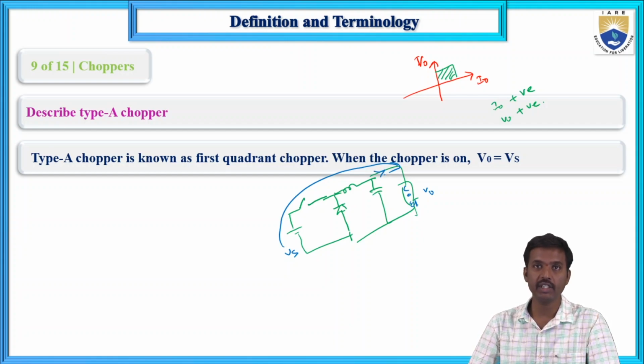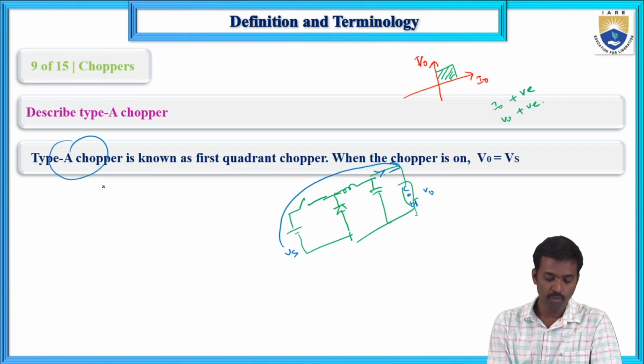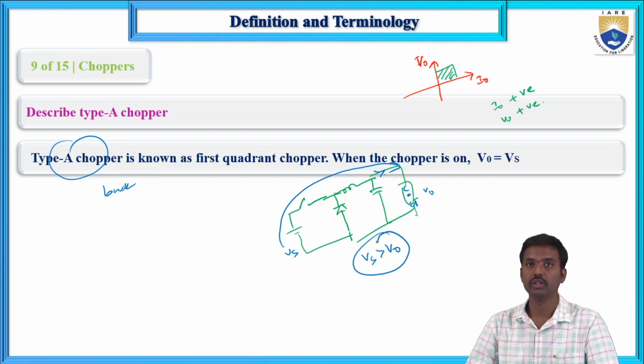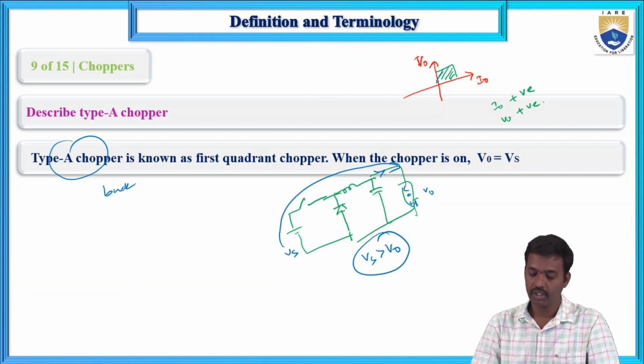The best example for this chopper is the buck converter. Here Vs is greater than V naught. Buck converter, step down chopper. So it operates in the first quadrant only.